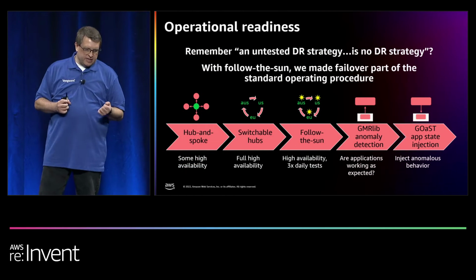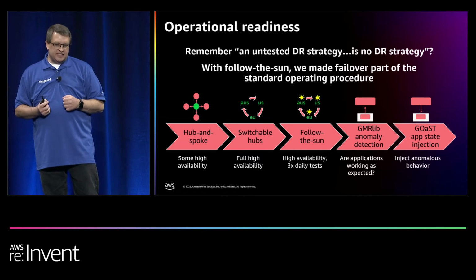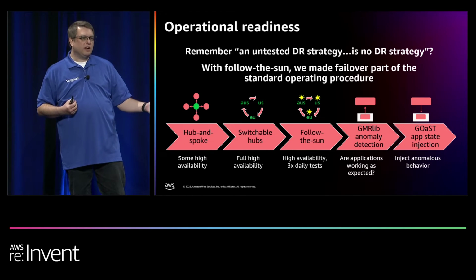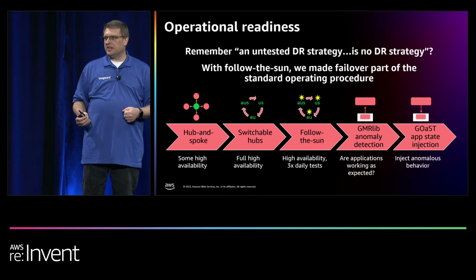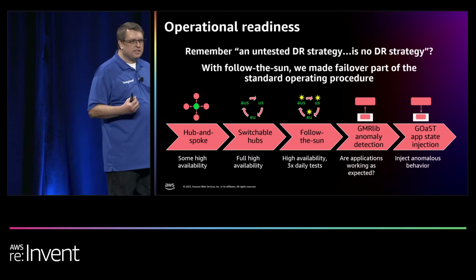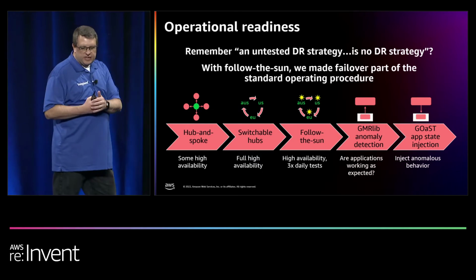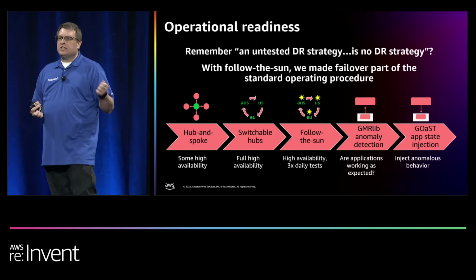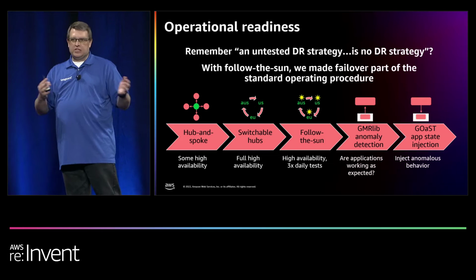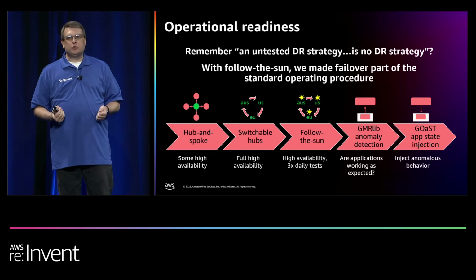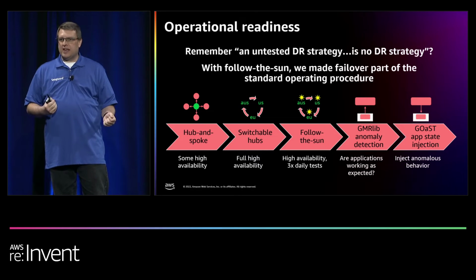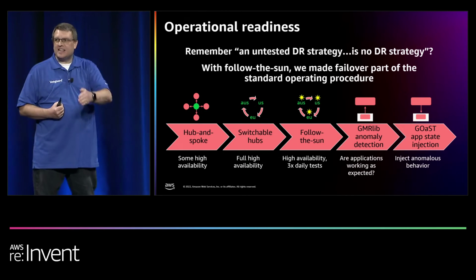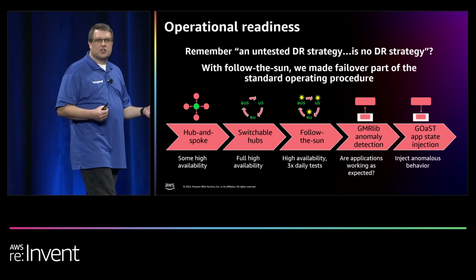From an operational readiness perspective, John mentioned a couple of times, an untested DR strategy is no DR strategy. So what we want is to test all the time. And if we can build that into the standard operating procedure of something, then you get that for free. And Follow the Sun does that for us. So let's talk about the different stages that we went through in terms of operational readiness. By building hub and spoke, we got some availability. We're still susceptible to the hub failing at that point, but we still have readability. When we went to switchable hubs, we solved that gap. If the hub goes down, we simply make another system the hub, and we can continue to work. With Follow the Sun, we actually test that 3 times a day. So we can be really confident that it's going to work when we need it to.